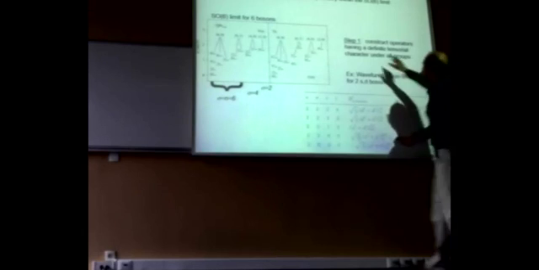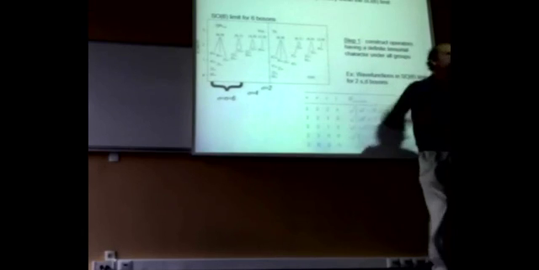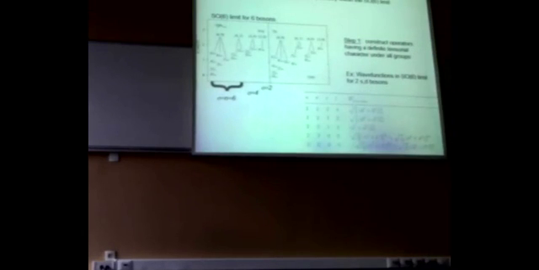Now, how can we do that? The first step is we need to construct operators which have a definite tensorial character under the SO6 limit. And so I have here the example. How can we do that? We just calculate analytically the wave functions in the SO6 limit for two s and d bosons.